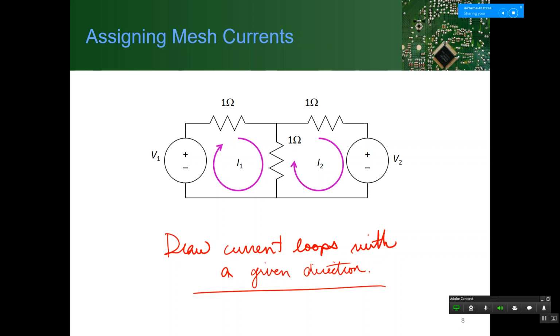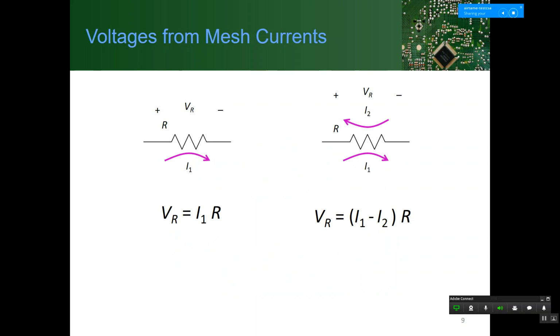Wrong. Nope. They can be totally independent. Okay. So just the loops, the direction of the loops, they're going to be kind of arbitrary. You decide them, kind of like Gaussian surfaces. Remember those?